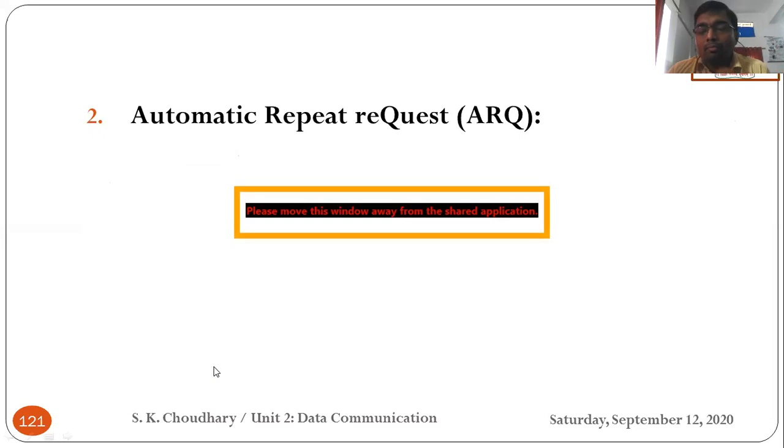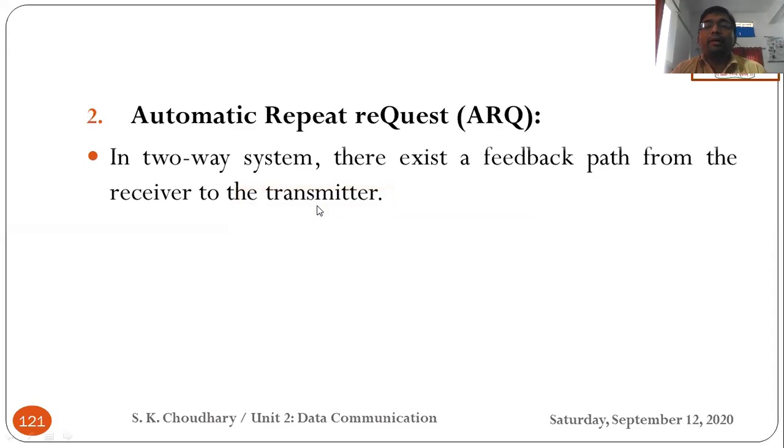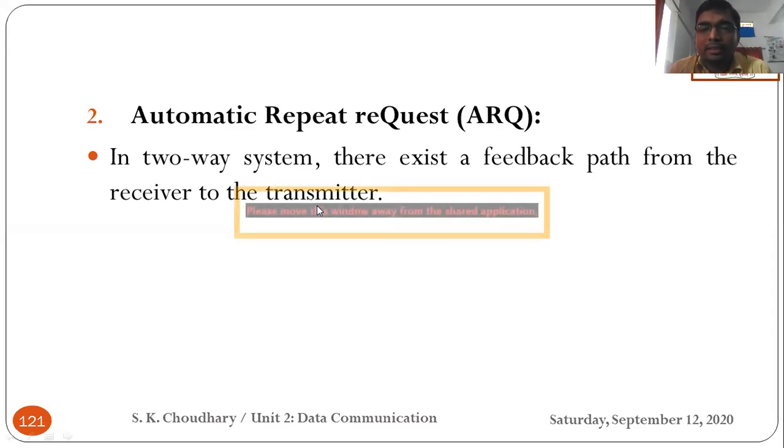The second type of error control system is called automatic repeat request. It is a two-way system. The previous one is the single-way or one-direction system. This is a two-way system, meaning there exists a feedback path from receiver to transmitter.